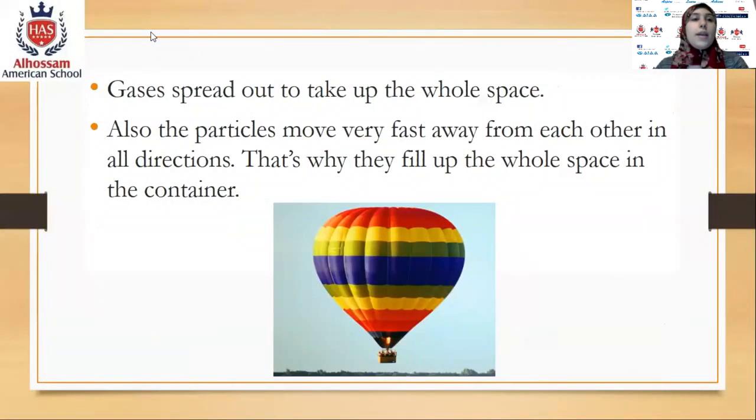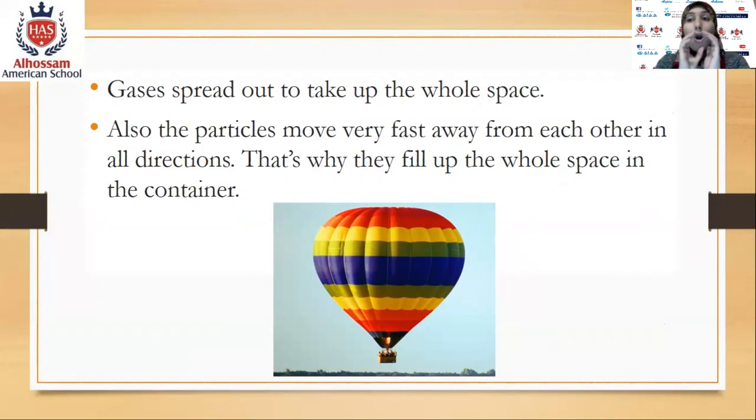So, gases spread out to take up the whole space. The particles are far away from each other. So one particle goes here and one particle goes there. So they all move freely and take up the whole space.